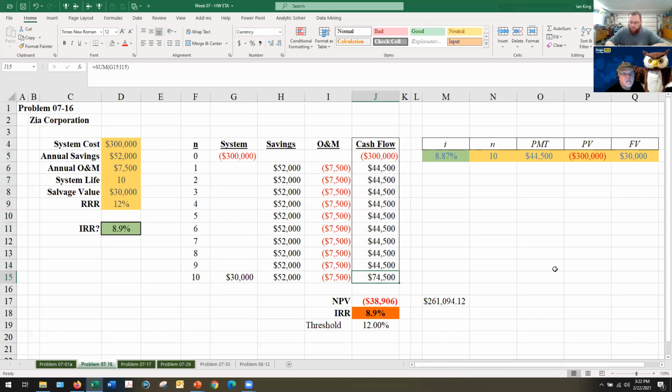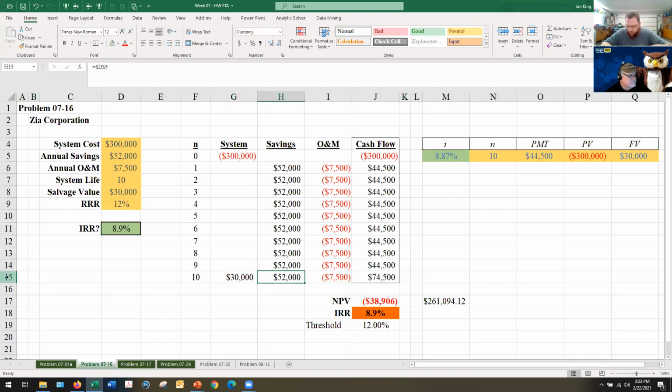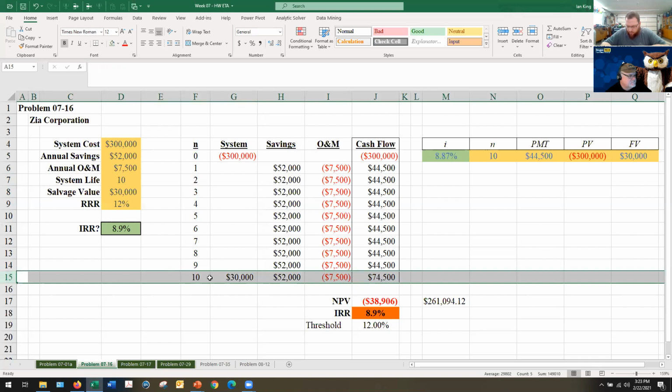I intentionally left it out because of the wording. It said at year 10, so I figured once we reach year 10, we're going to salvage. These savings here, 52, are at year 10. But the wording was salvage at year 10, not at the end of year 10 or after year 10.